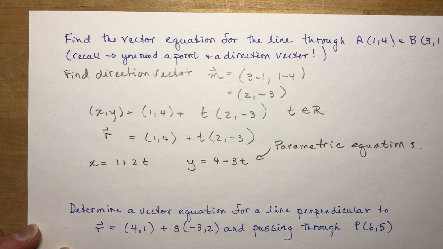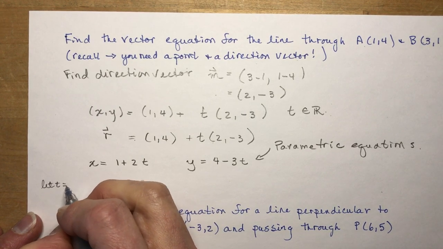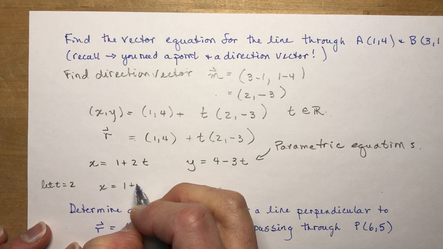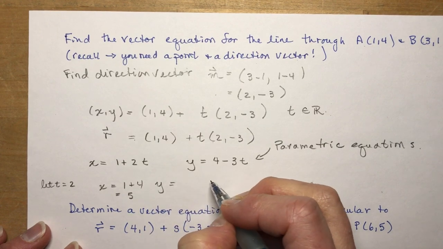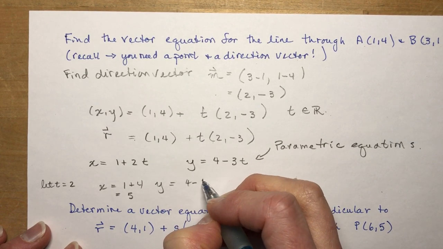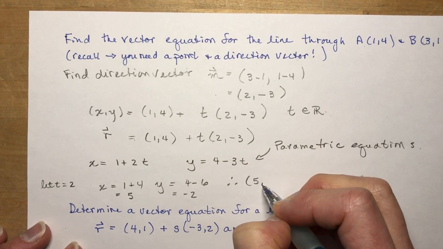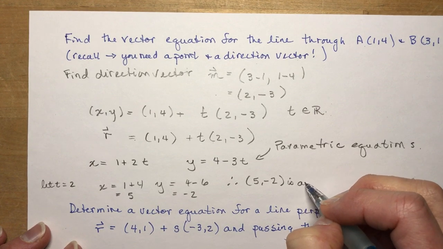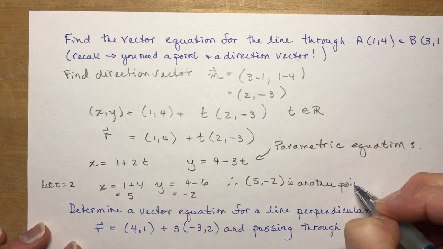Okay, so if I want some other point, I can just say, let's let t equal 2. So x is equal to 1 plus 4, or 5. And y is going to be 4 minus 6, or minus 2. So therefore (5, -2) is another point on the line. Okay, I'm not going to do another one. That's pretty easy for you, I can tell.